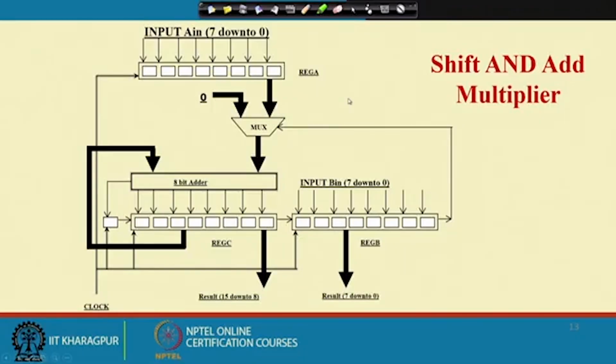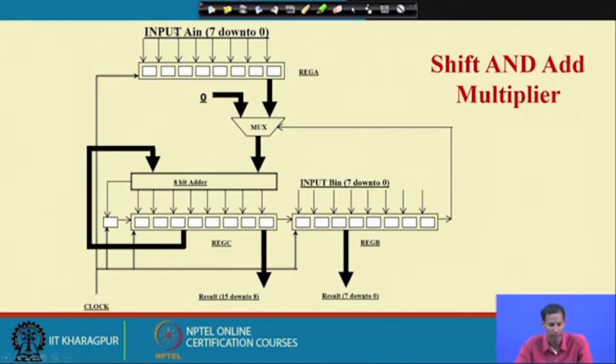So, that type of architecture we will see now, where this is nothing but shift and add. Here you see I am having two inputs, A in and B in. If I consider each of them to be 8 bit, I am having an 8 bit register for input A in, and an 8 bit register for B in.